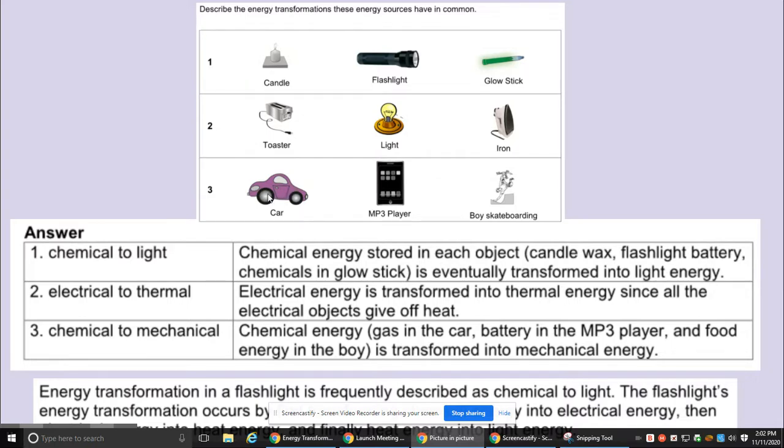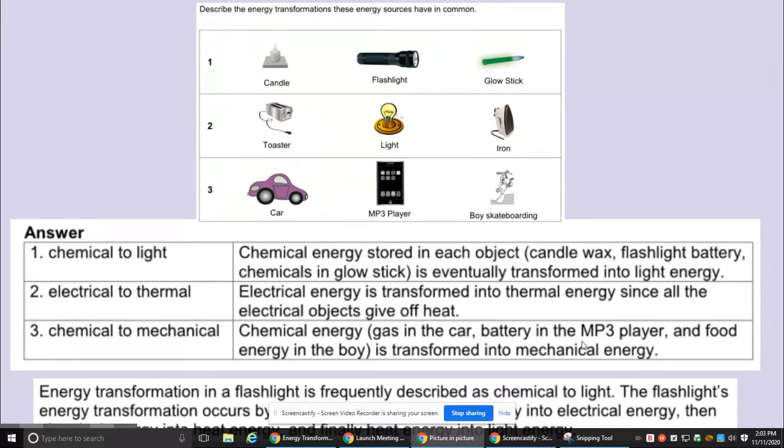The gas in the car, which is chemical, allows the car to go, which is mechanical. Here, the battery is chemical energy being transferred into mechanical energy of motion. Again, the boy's food gets transformed into mechanical energy, energy of motion. It helps him move. So energy transformation in a flashlight is frequently described as chemical energy in the battery being transformed into light energy.